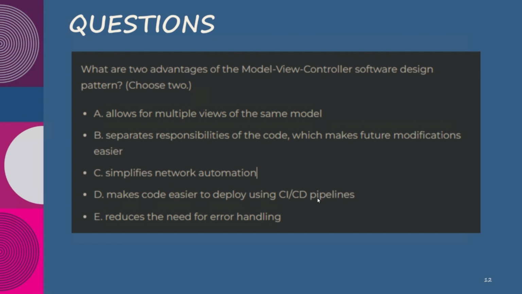Make code easier to deploy using CI/CD. Again, no relation with CI/CD pipelines. Reduce the need for error handling. Again, it helps to make the application modular. So it seems A and B are correct.